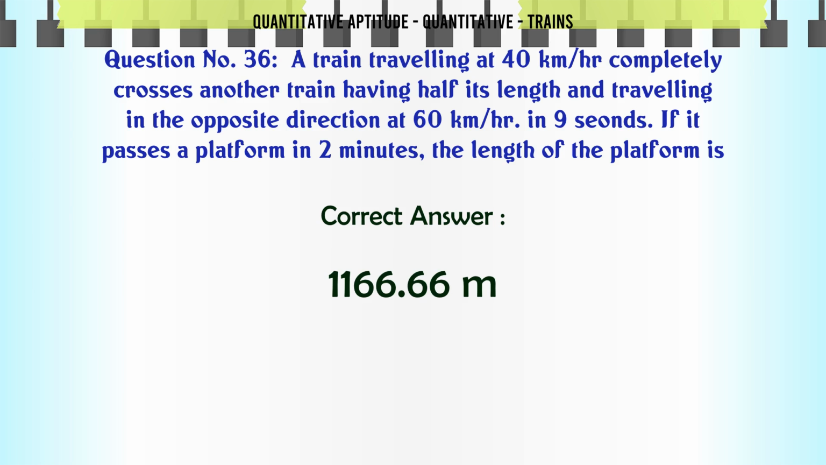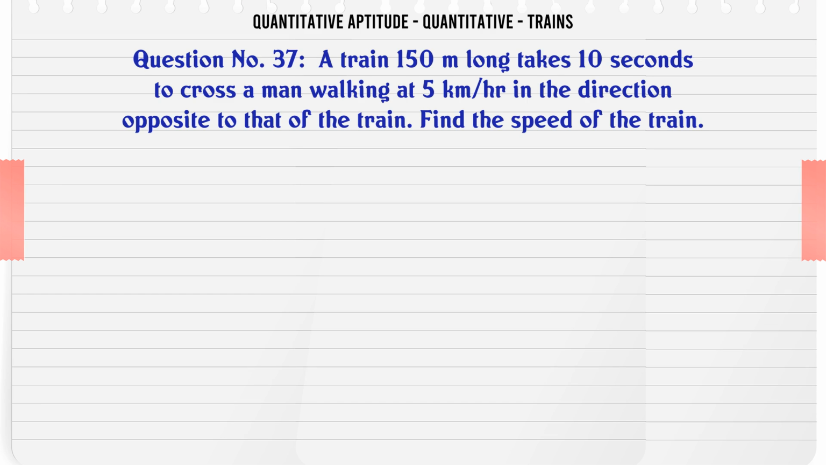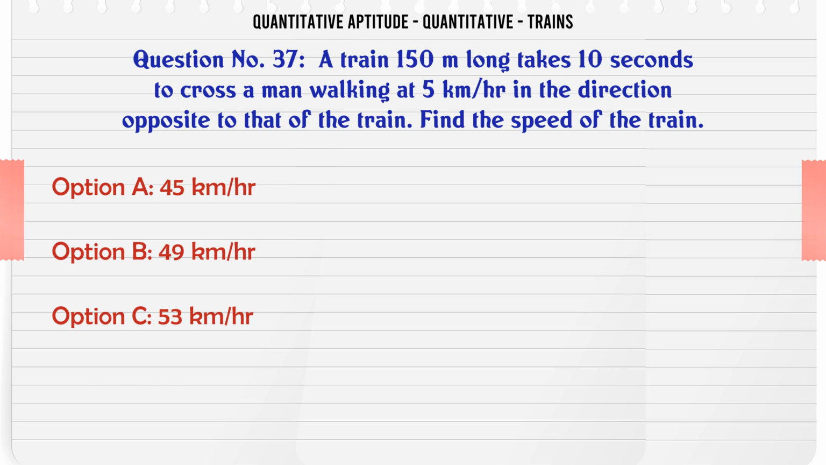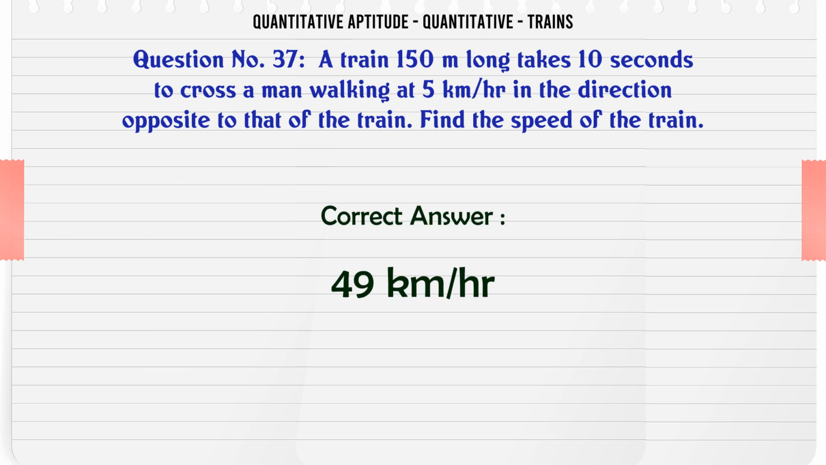1166.66 m. A train 150 m long takes 10 seconds to cross a man walking at 5 km/h in the direction opposite to that of the train. Find the speed of the train. A 45 km/h, B 49 km/h, C 53 km/h, D 55 km/h. The correct answer is 49 km/h.